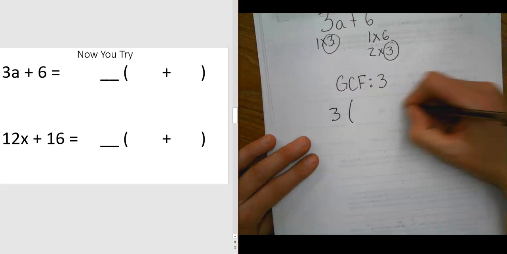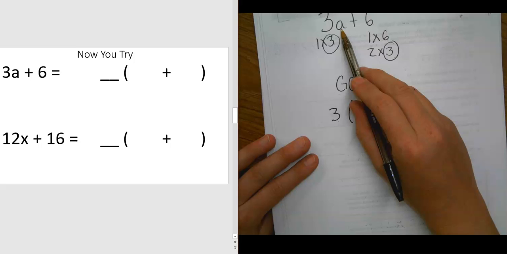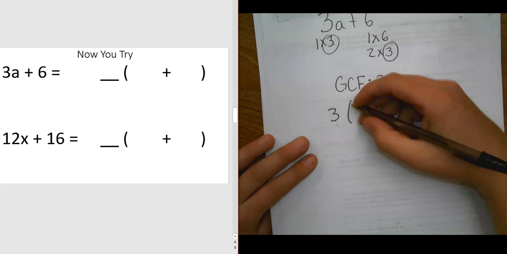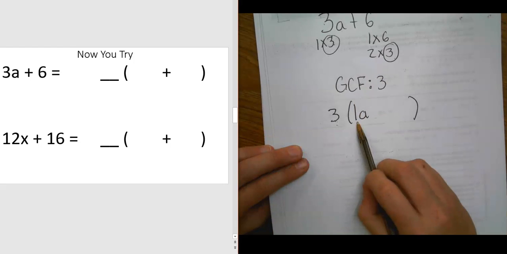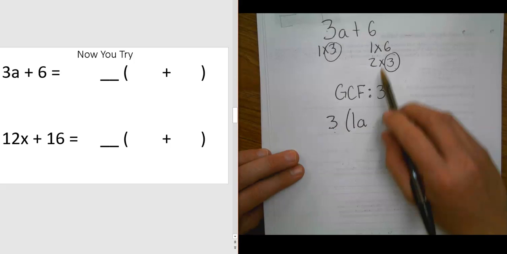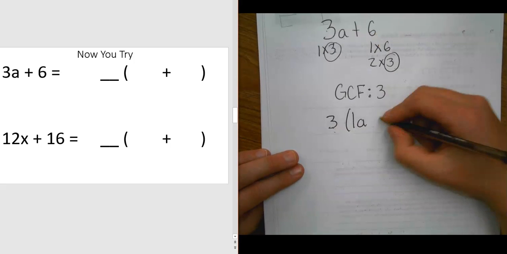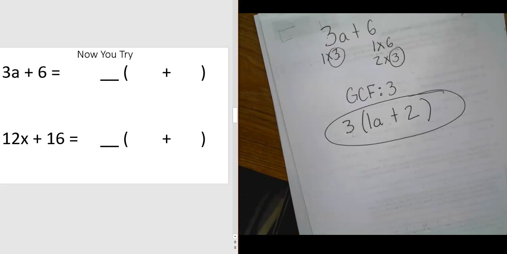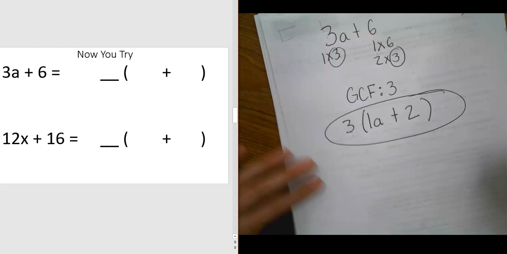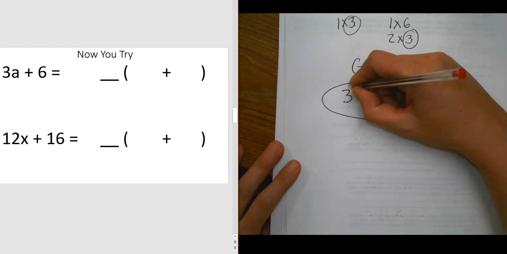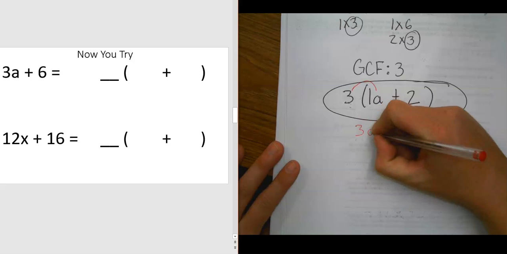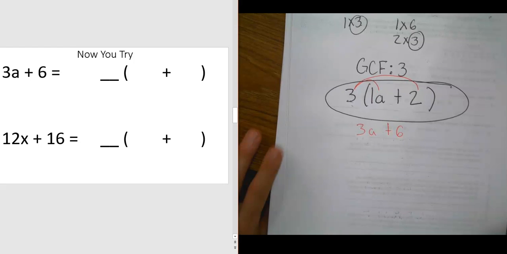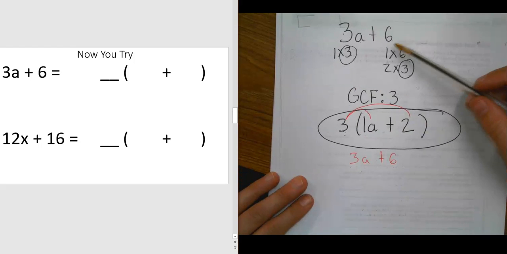So I put the 3 on the outside. 3 times what equals a? 3 times what equals 3? 3 times 1, so 1a, which could just be a. 3 times what equals 6? 3 times 2. So I put the 2 in there, and that's my answer. Now I can check my work. To check my work, I just distribute. 3 times 1, 3 times 2. And I get 3a plus 6, which is what we started with.